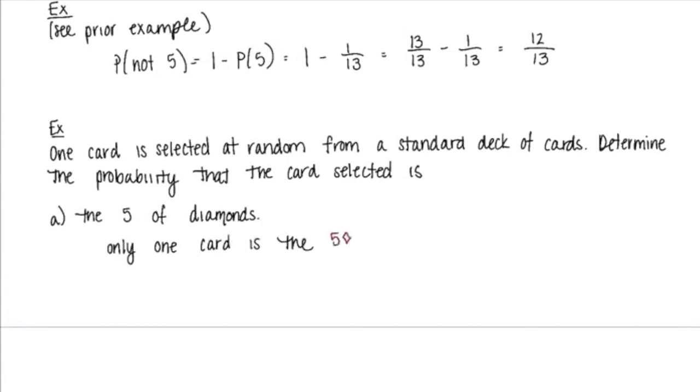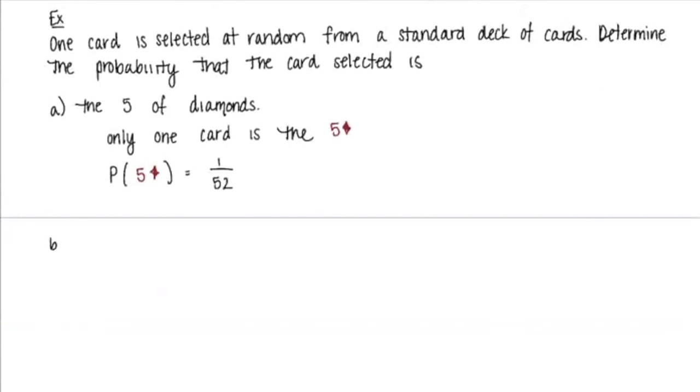And diamonds are red, so I'm going to use red for that. So our probability of drawing the 5 of diamonds is going to be 1 out of 52. That is our only successful card. Everything else is not good.